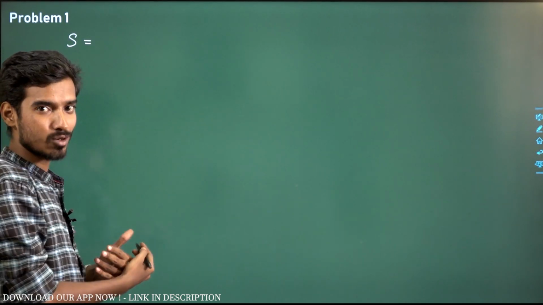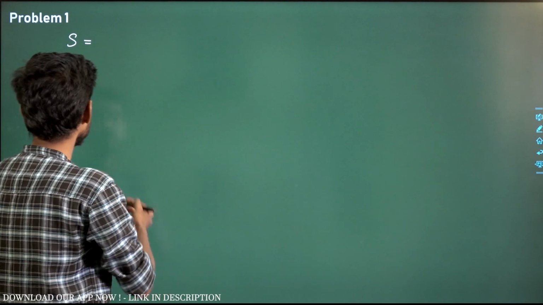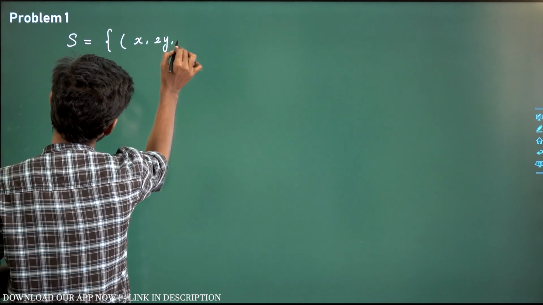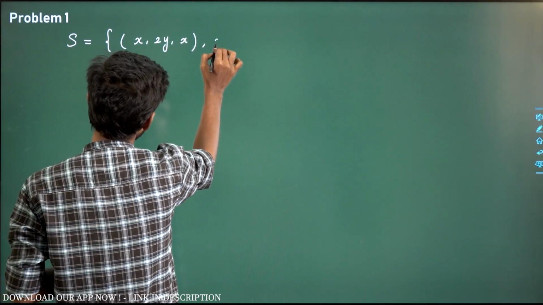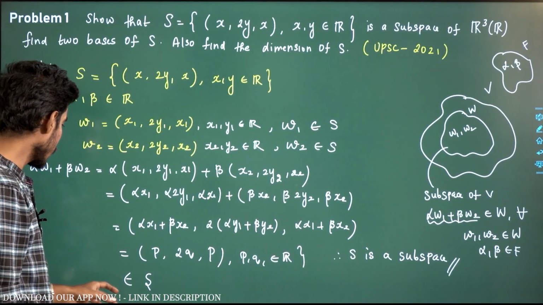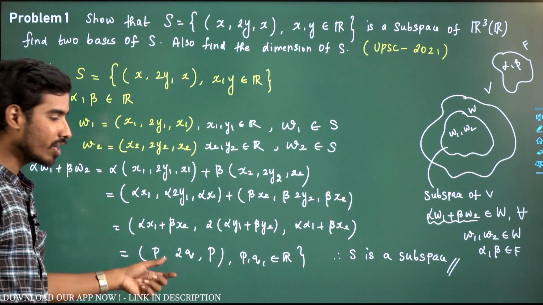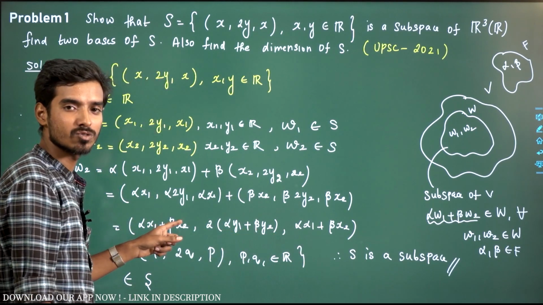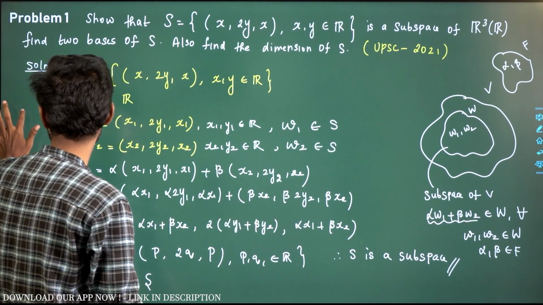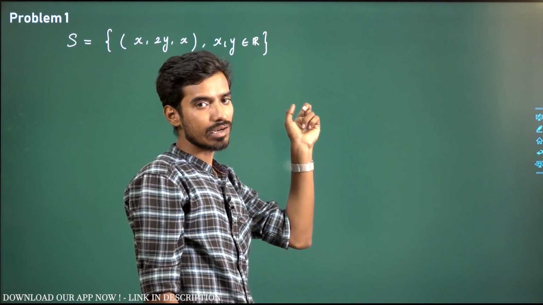Now this set is a subspace. Why is it a subspace? Because it satisfies the necessary and sufficient condition. So what is the set S here? The set S here is (x, 2y, x), and these x, y are real numbers. Here I have assumed alpha times x1 plus beta times x2 to be some p, where p is equal to alpha times x1 plus beta times x2, and q is equal to alpha y1 plus beta y2. Now we need to find the basis for this subspace.